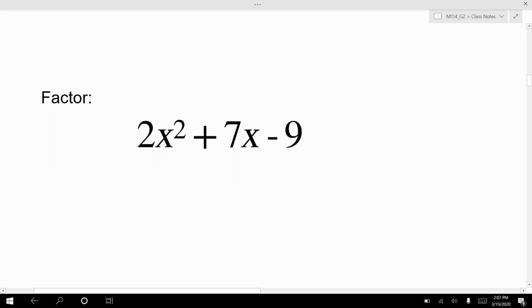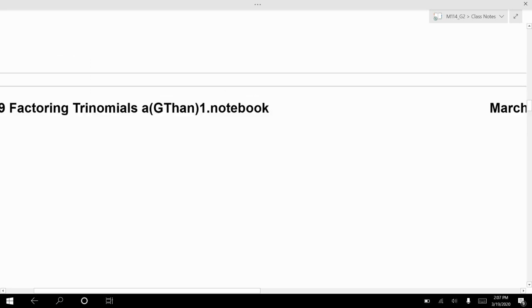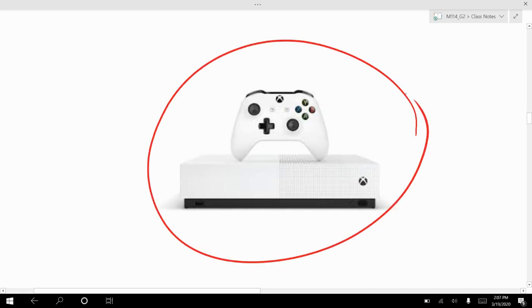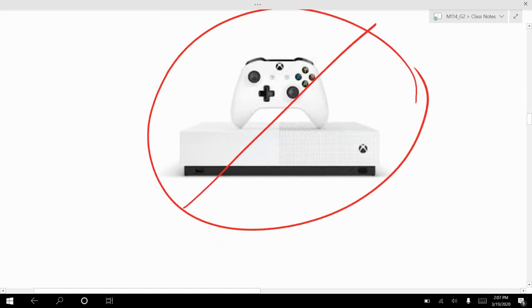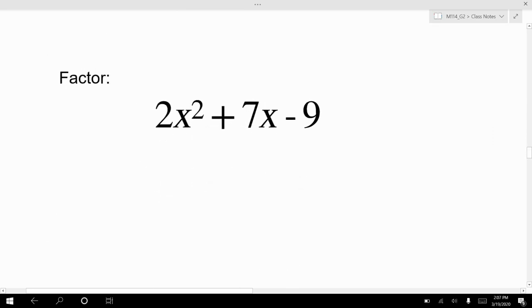The difference is now the coefficient is going to be greater than 1. Okay, so if you will, go ahead and write this trinomial down on your paper. Okay, and we're going to be factoring this using a method called the X box. Now, don't get too excited because it is not this. But anyway, we're going to be factoring using the X box method, which is just going to set up the structure and allow us to factor this.